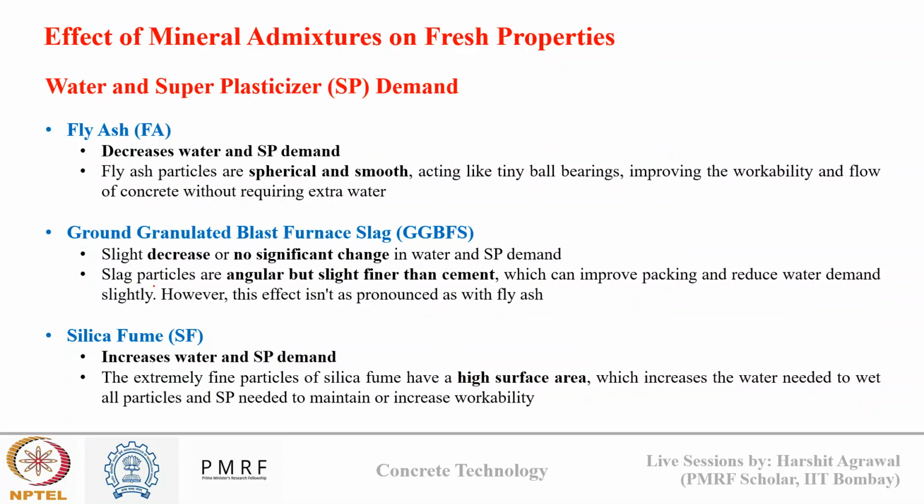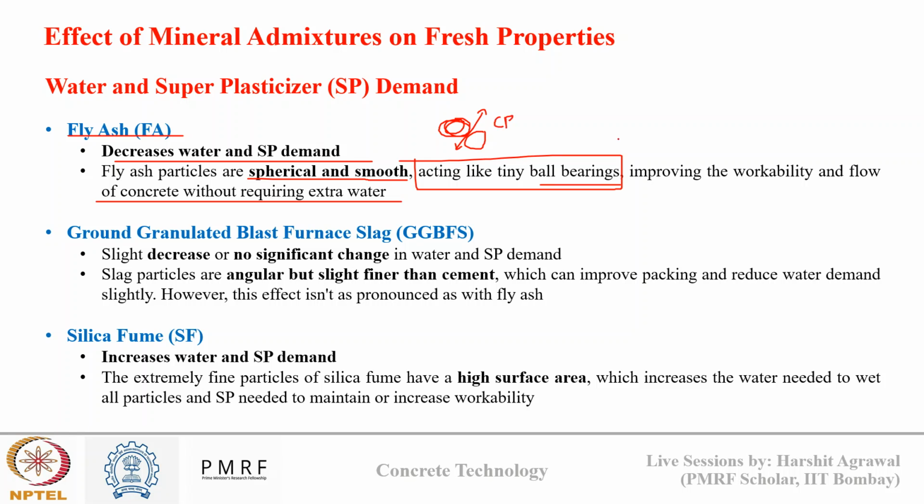Then we have the effect of SCMs on water and SP demand. Okay, superplasticizer demand. So fly ash tends to decrease the water and SP demand. Why? Because it is spherical and smooth in nature. So these spherical particles tend to show a ball bearing effect, which improves the workability and flowability of concrete. Okay, so this point is very important. Fly ash reduces the water demand due to the spherical nature of its particles, which tend to slip easily along their surface, and it improves the workability of cement paste.